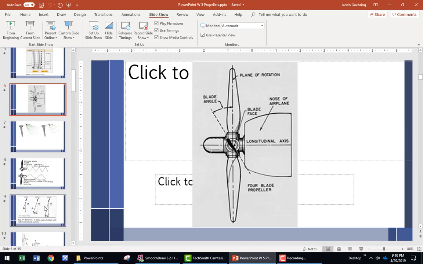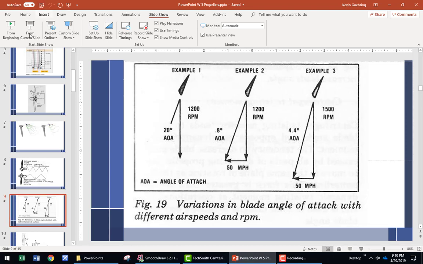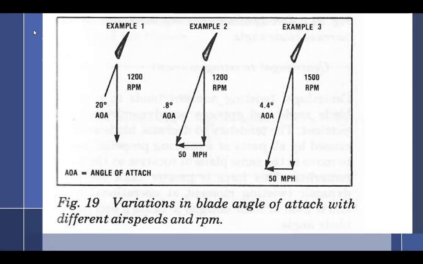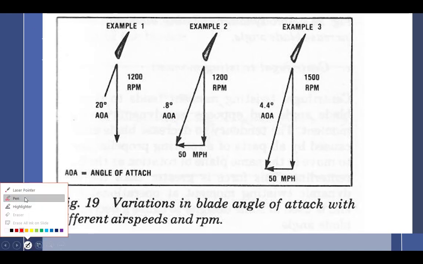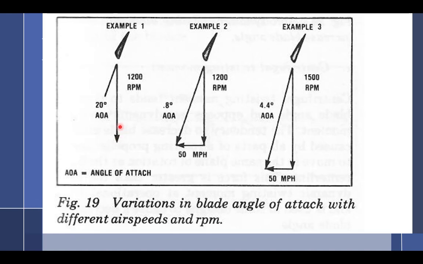I'm going to skip forward just a little bit. I'm going to come back around to this one. But just to let you know where we're going, and you can kind of see this point. So here's example 1, 2, 3: 1200 RPM, 1200 RPM, 1500 RPM. The difference between 1 and 2, exact same RPM, this aircraft is sitting on the ground with the brakes on, and it's not going anywhere.